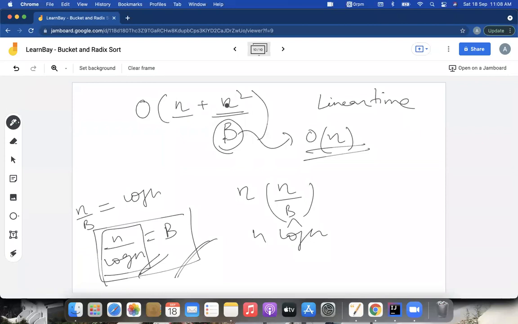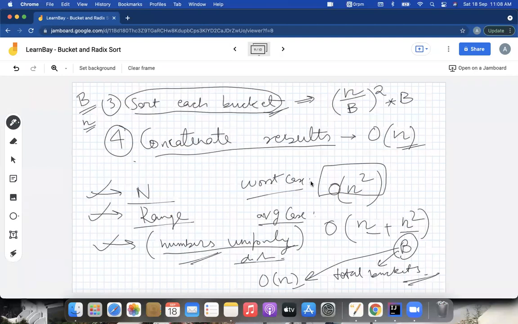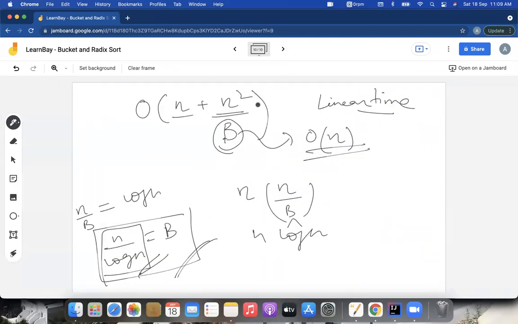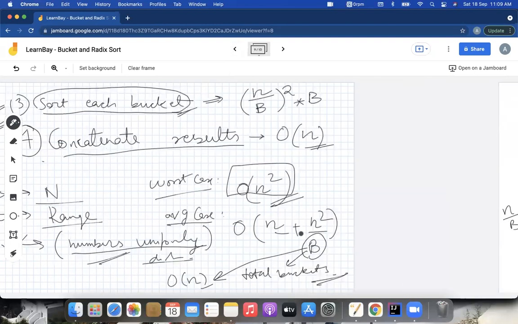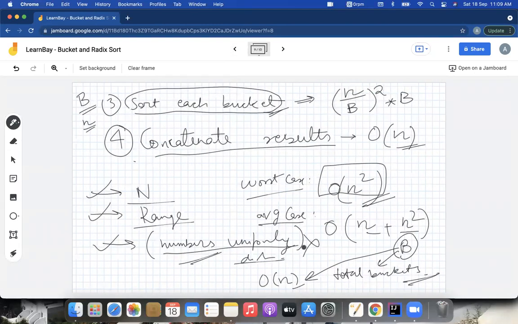Time complexity is of order of n plus n square by b. It is linear time if the number of buckets is proportional to the number of elements, which is the case in most cases. And worst case is, remember, order of n square, if all the elements get bucketized into one bucket, which means they don't follow uniform distribution, where you should not use bucket sort. You should only use bucket sort if you know how many elements are there in the array, if you know the range of elements, and if you know for sure that the numbers are uniformly distributed. Then you can use bucket sort to solve the problem in linear time.